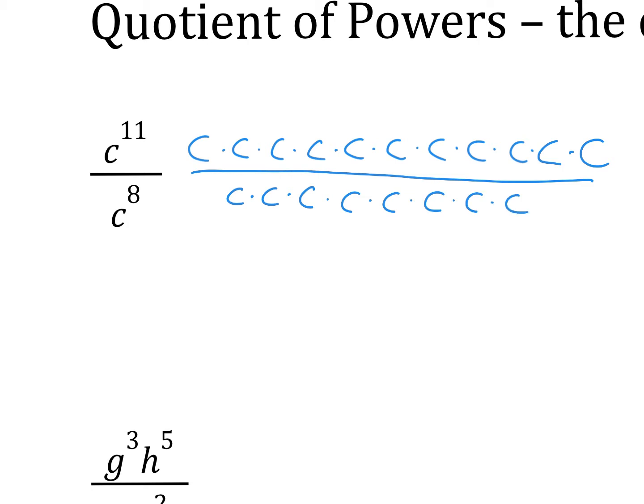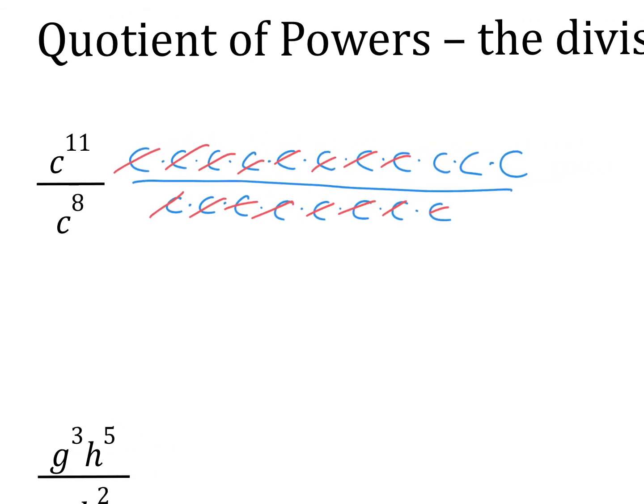Okay, and when we divide the same thing and we're multiplying, we can cancel out, right? We can cancel one from the top with one from the bottom, right? So c divided by c. So let's see how many we can cancel. Okay, so we end up with c to the third, right? We just have 3 c's left there on the top, nothing left on the bottom. Okay, c to the third.